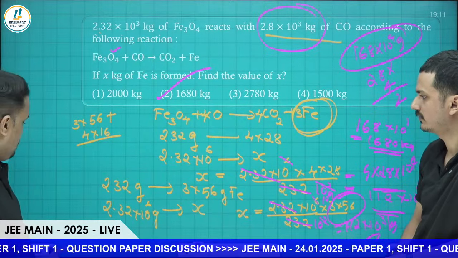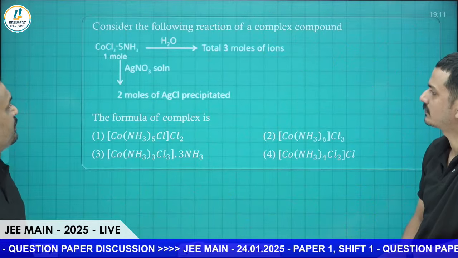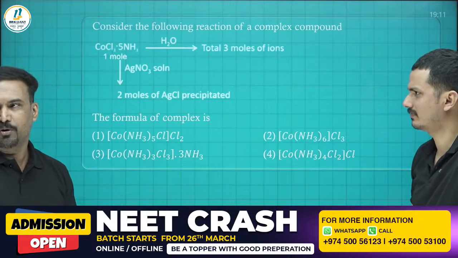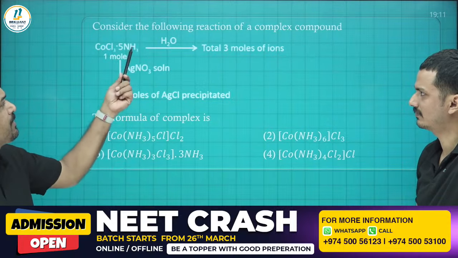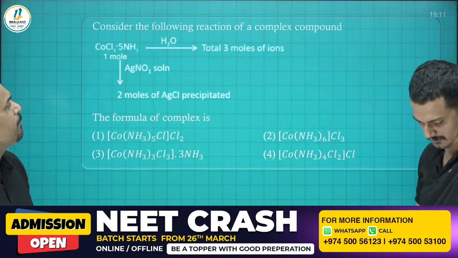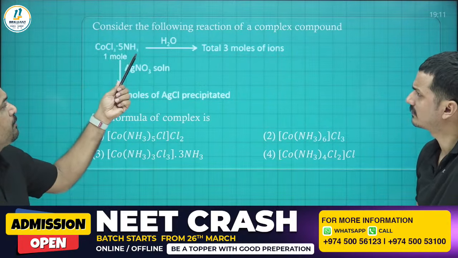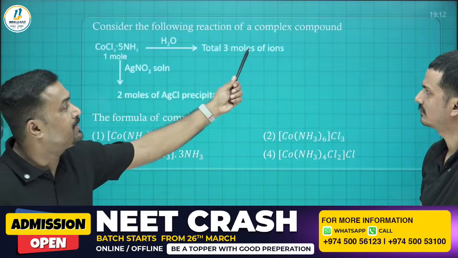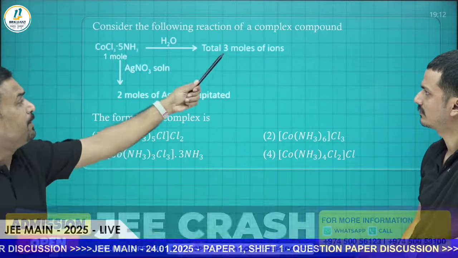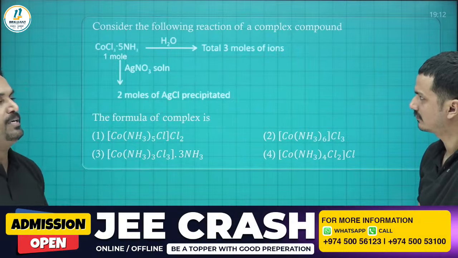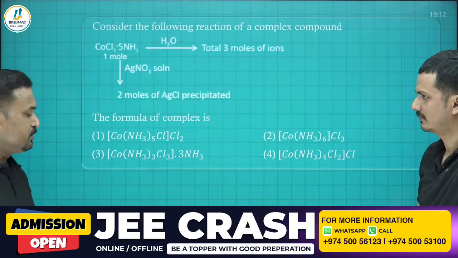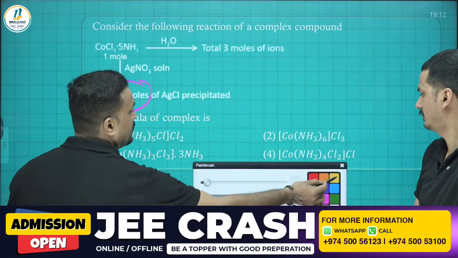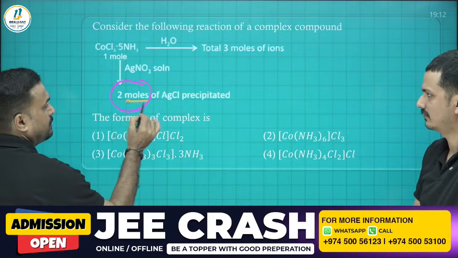So we will go to the next one. This is comparatively an easy question from coordination compounds. Consider the following reaction of a complex compound, CoCl3.5NH3. That is the molecular formula of the compound, and a total of 3 moles of ions are produced. Among them, 2 moles of AgCl are precipitated. So that is the important thing you have to keep in mind.